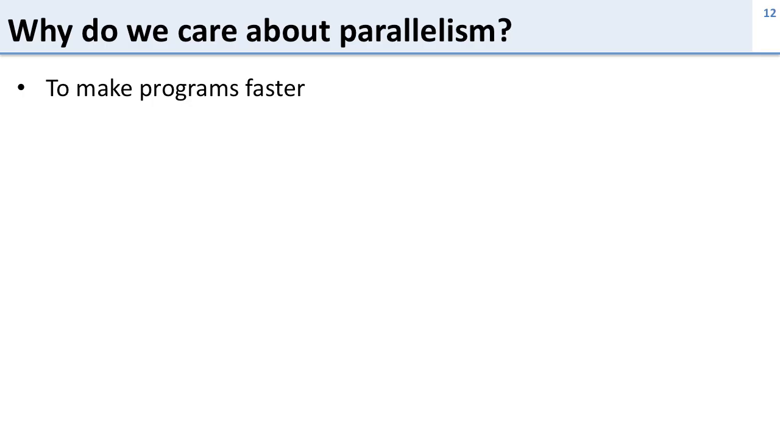So now that we've had a brief introduction to the parallelism we've already seen in this course, let's talk about multi-core processors, why we have them, and what they are. So why did we care about parallelism? Well, we cared about it because we wanted to make our programs faster. And let's look at the different ways we can make them faster.